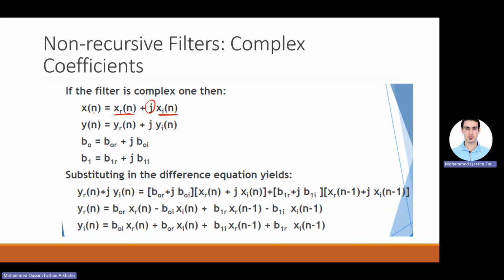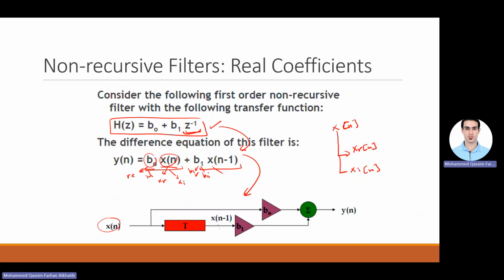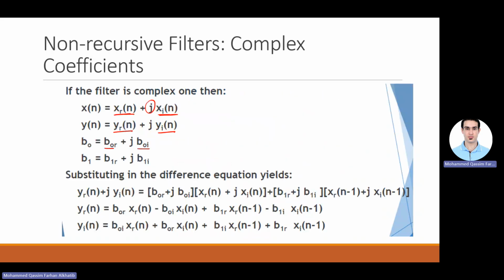So since I have my inputs real and imaginary, and I have my coefficients also, b naught real, b naught imaginary, I will also have an output y real of n and yi of n. So basically all the variables that we have seen in this diagram, this is 1, 2, this one we have real and imaginary, and the output will have real and imaginary. So they become all complex.